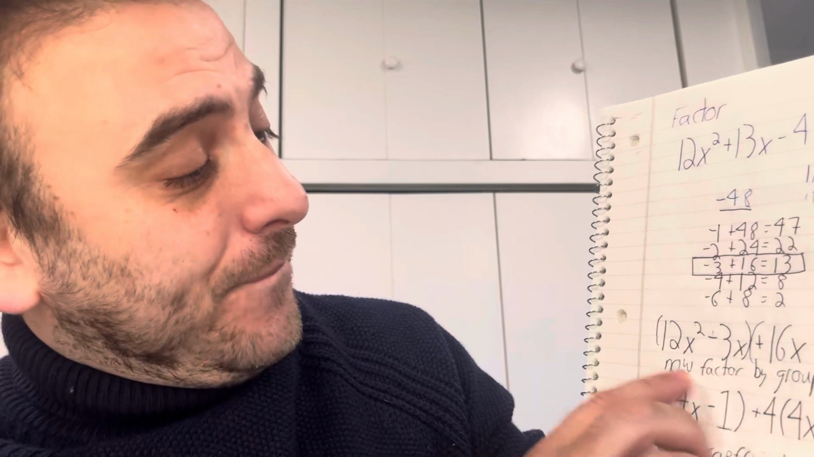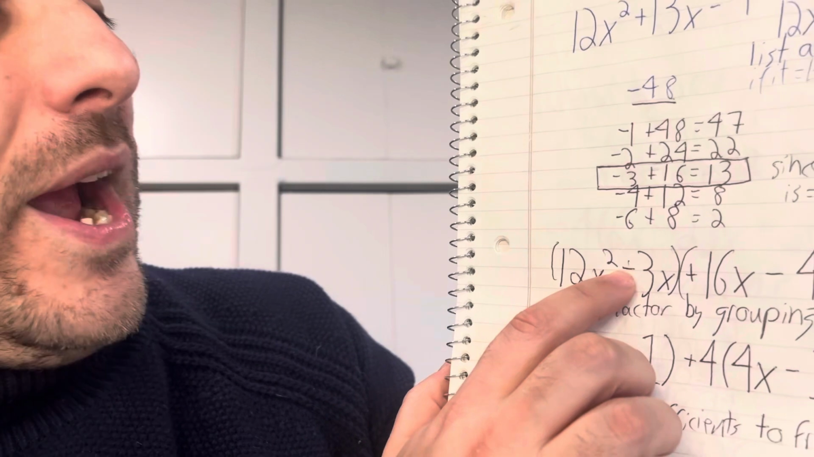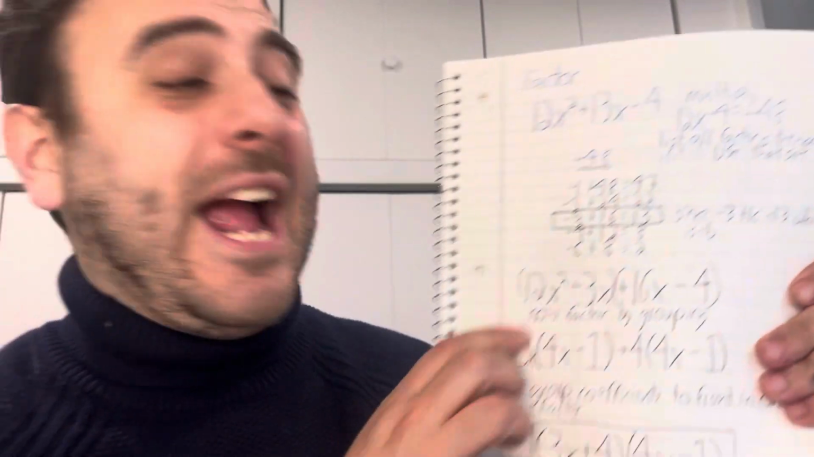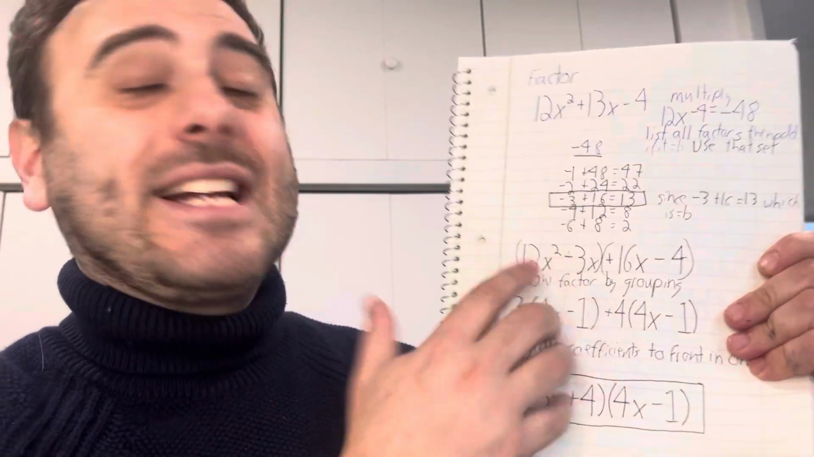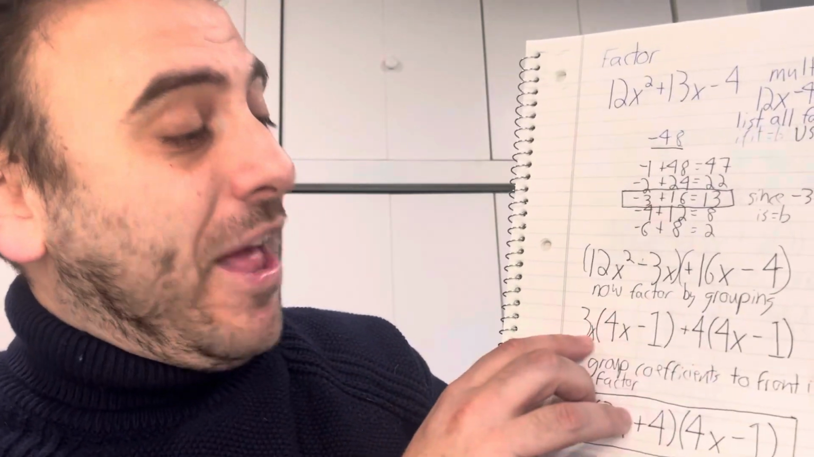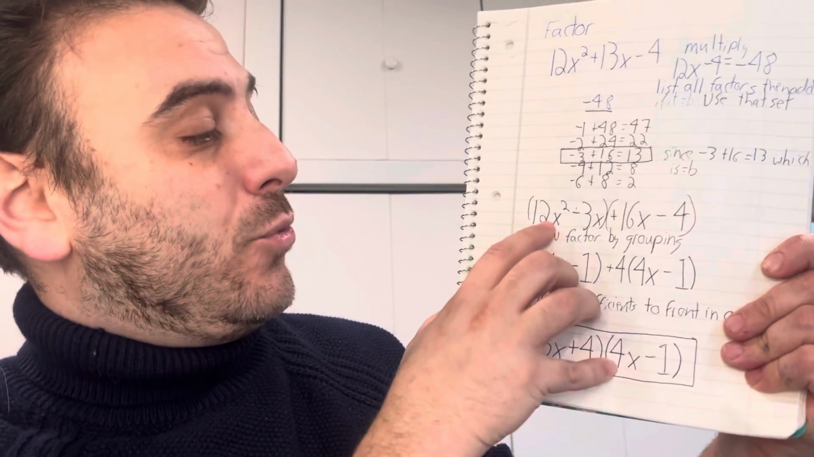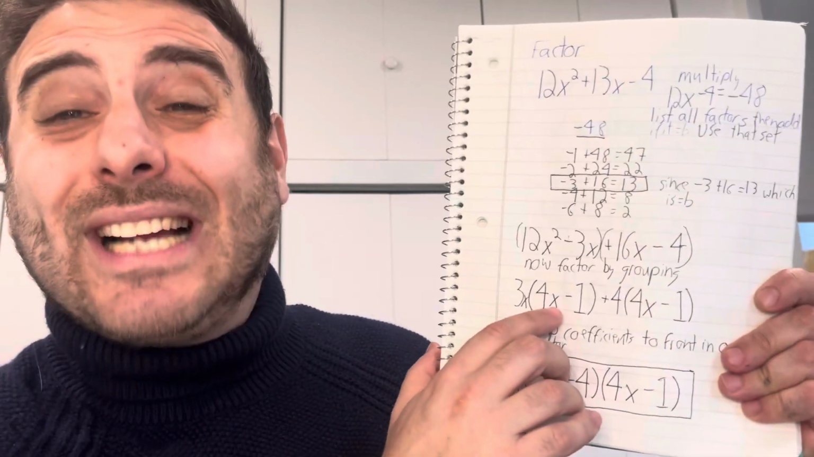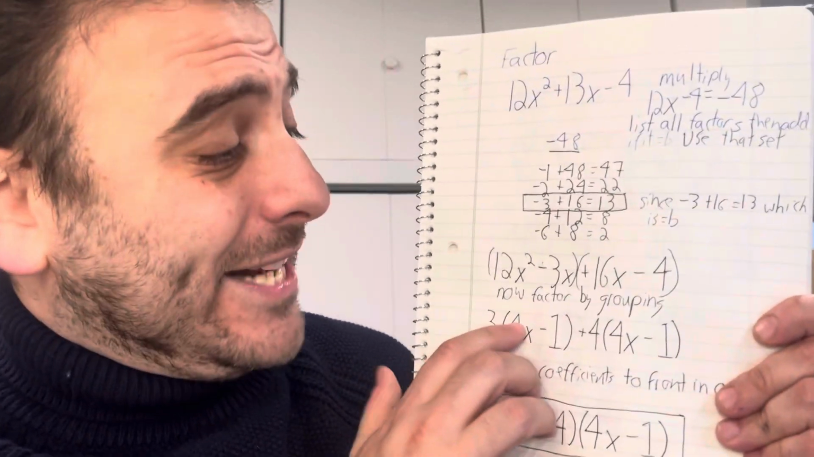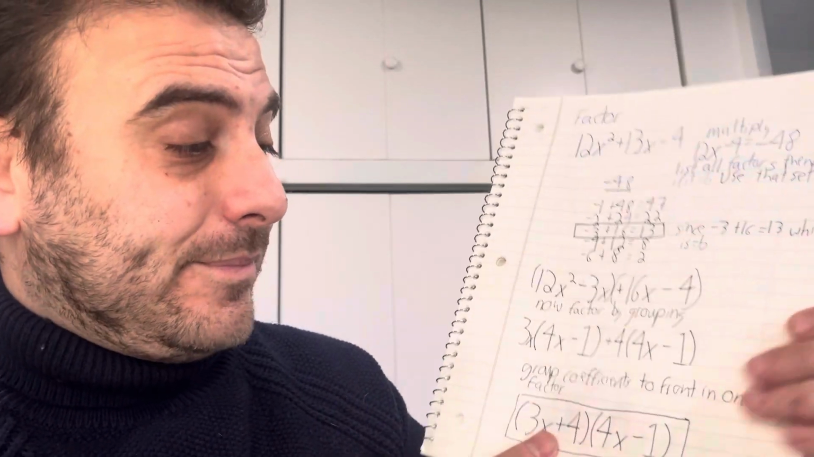When we factor out the 12x squared minus 3x, both 12x squared and negative 3x have a factor of 3x, okay? 3x evenly goes into 12x squared, and it goes into negative 3x. So we pull that 3x to the front, and what's left is 12 divided by 3 is 4, x squared divided by x is x. So 12x squared divided by 3x is 4x. And negative 3x divided by 3x is negative 1, okay?